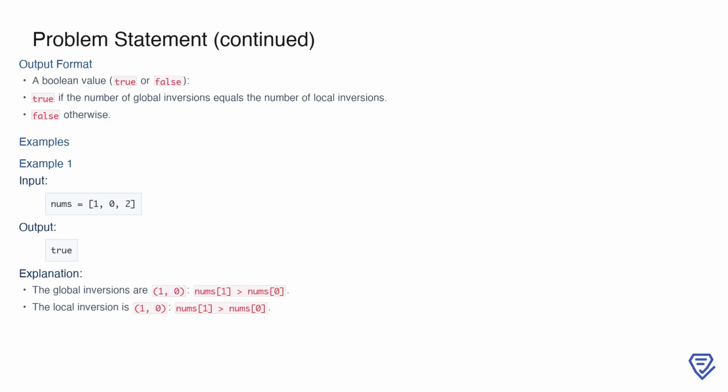For the input nums equals [1, 0, 2], the output is true. Why? The global inversion in this case is (1, 0), meaning nums[0] > nums[1]. The local inversion is also (1, 0), as nums[0] > nums[1], and the indices are adjacent. Since the total count of global and local inversions is the same, the output is true.